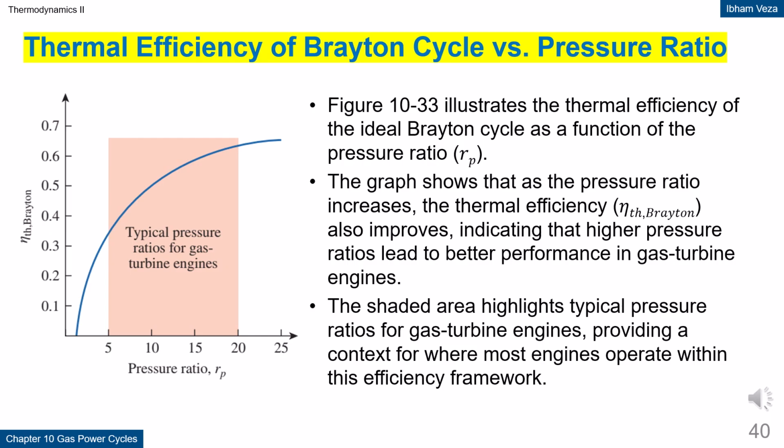Thermal efficiency of Brayton cycle versus pressure ratio. This graph shows that the thermal efficiency of the Brayton cycle increases as the pressure ratio increases. At higher pressure ratios, the temperature difference between heating and cooling processes becomes more effective for producing work. The shaded area represents the typical pressure ratio range used in real gas turbines. This relationship explains why compressor and turbine design is very important in gas turbine systems. Thermodynamically, the pressure ratio becomes a key parameter in optimizing the Brayton cycle.